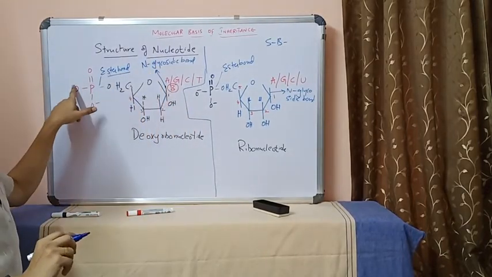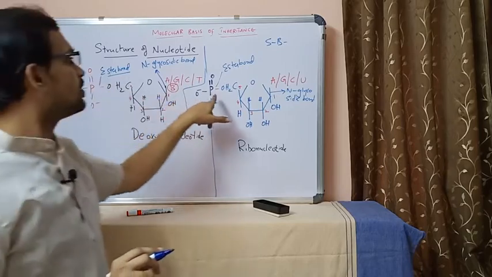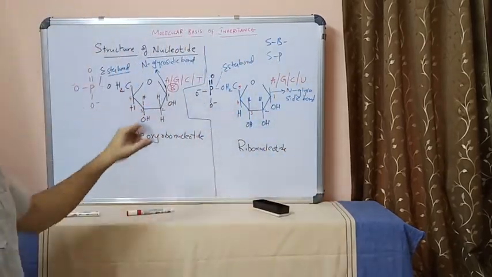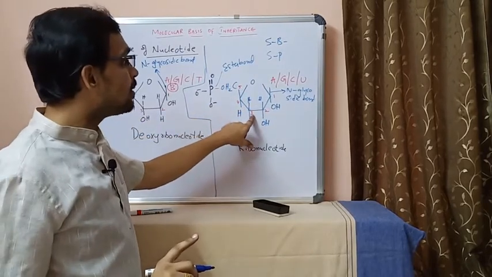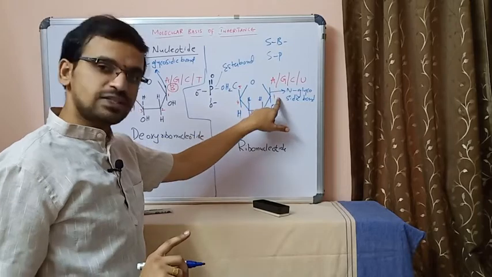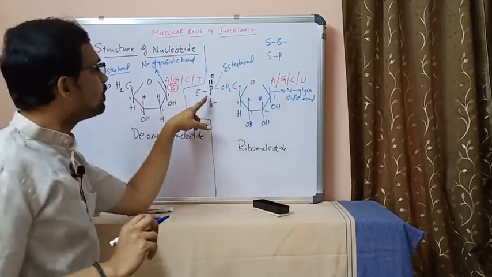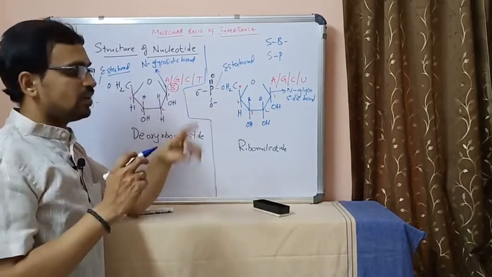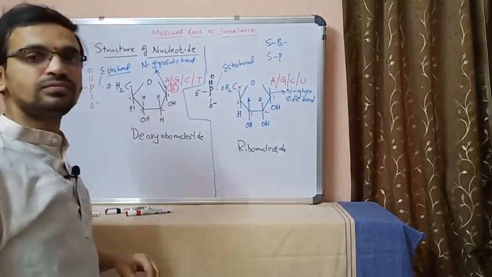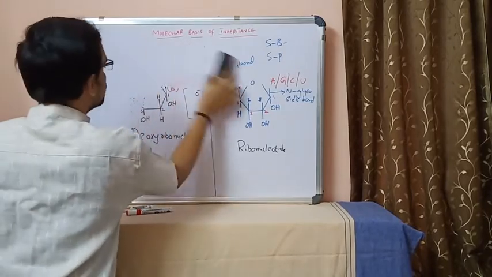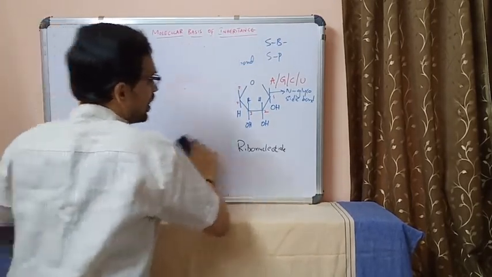Sugar and phosphate, ester bond. Same here, sugar and phosphate, ester bond. And sugar is linked with base with the help of an N-glycosidic bond at the 1st position, and at the 5th position, phosphate is linked with an ester bond. We will learn the names of nucleosides and nucleotides now.